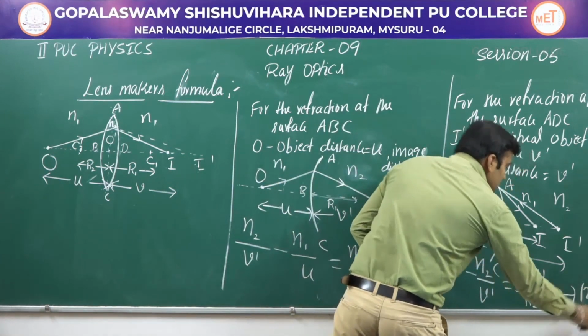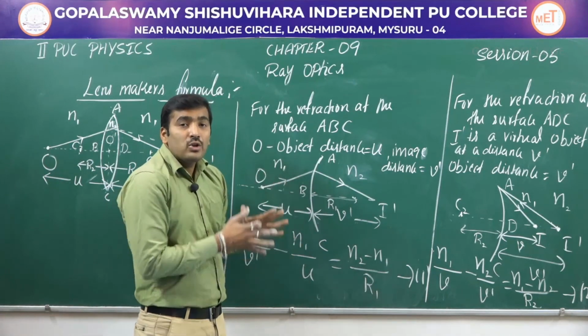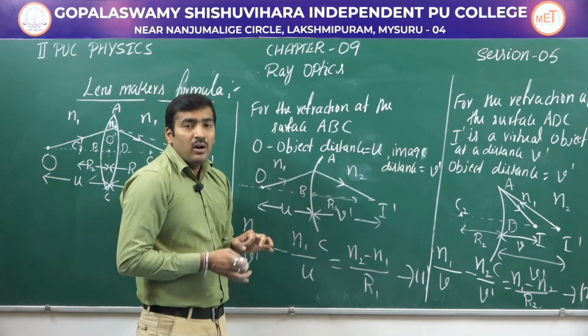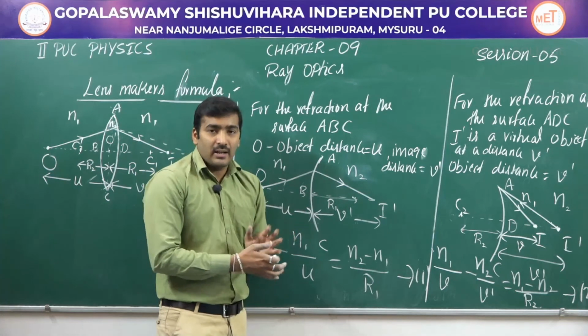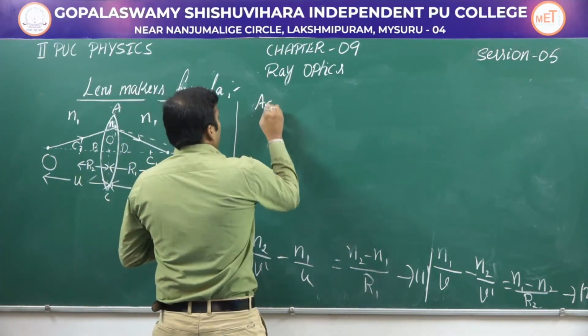Now let me say this is equation 2. We have equations 1 and 2 now, so we have to add the two equations in order to get the final relation. Okay, let us add them.